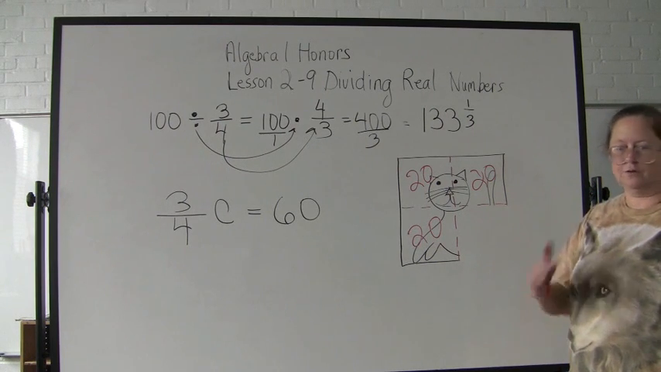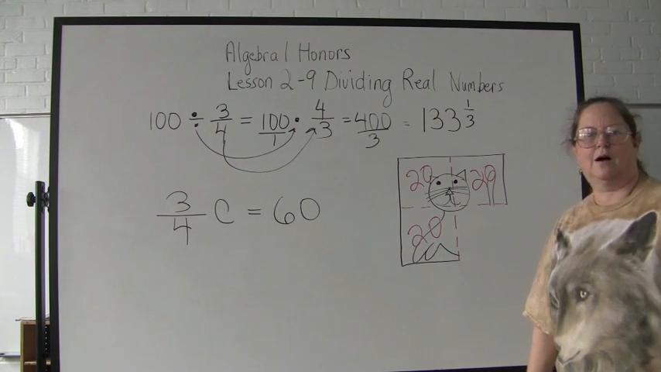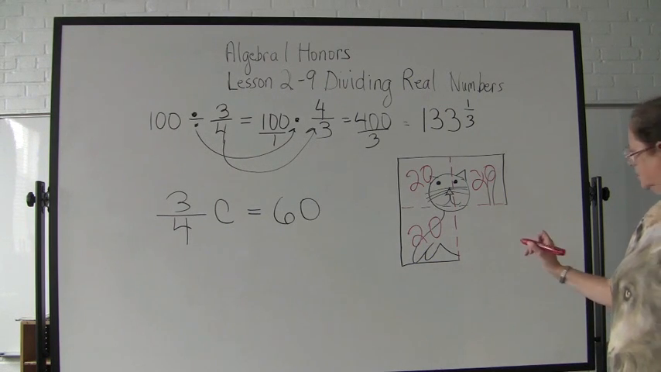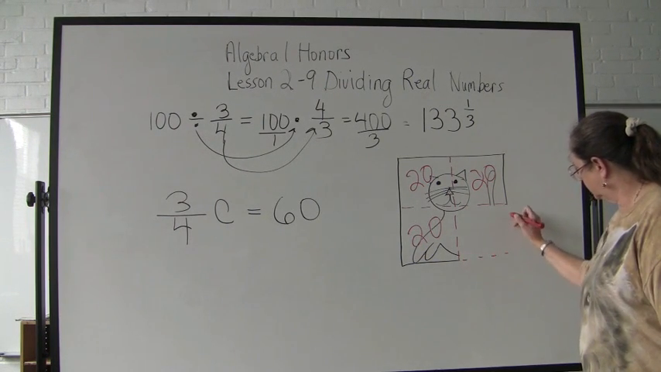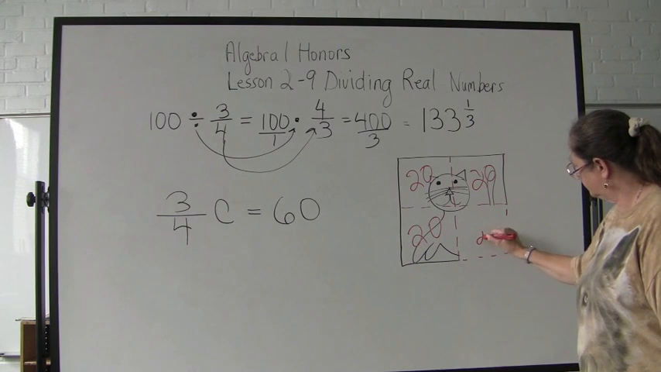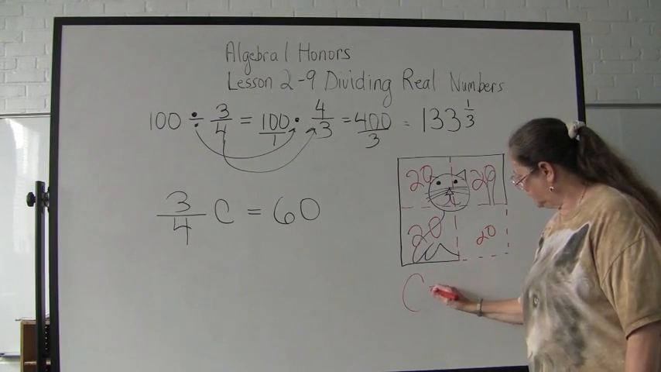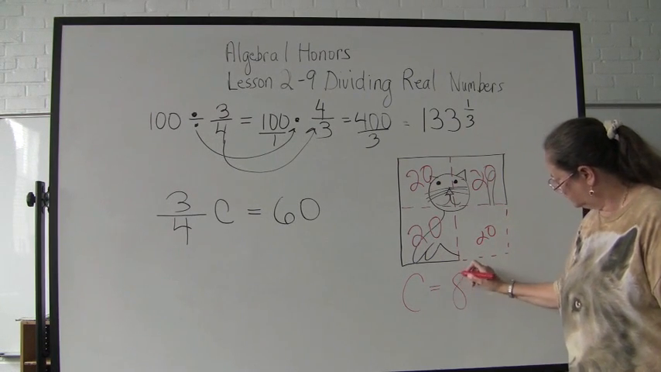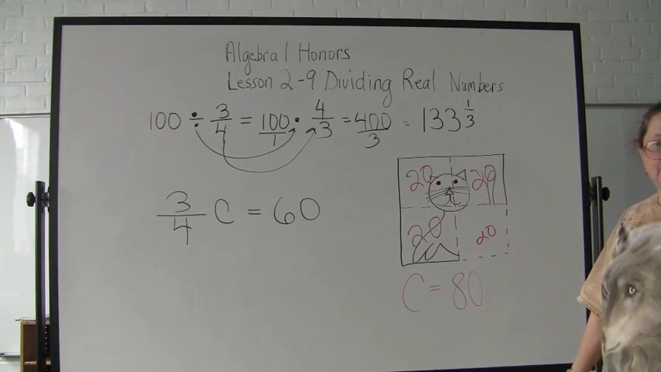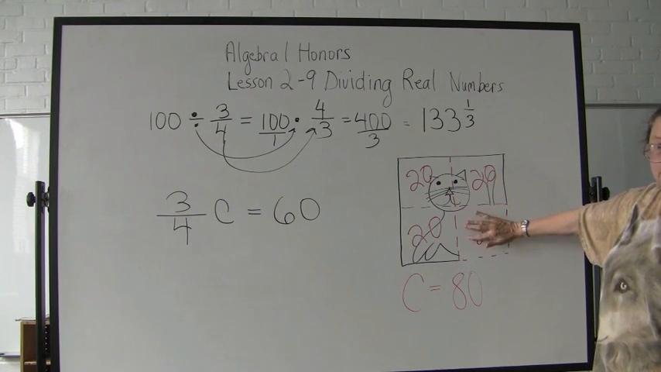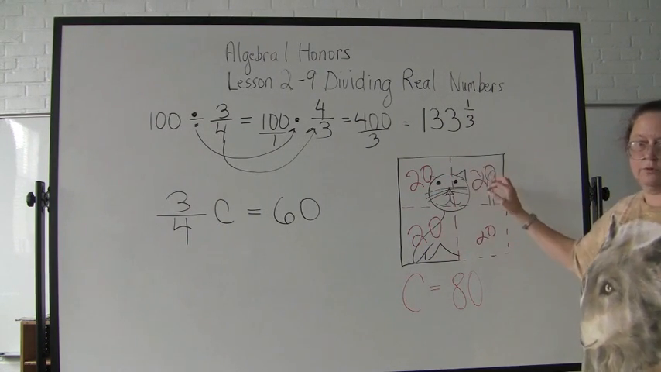And you're already saying to yourself, oh, how silly. I can immediately see what the whole cat card is going to be worth. Well, for the whole cat card, I have to put another 20 back in here. That's what's missing. So C, my whole cat card, just looking at the picture, is worth 80. And when I only had 3/4 of it, when the dog ate this part, I only had 60 points worth.